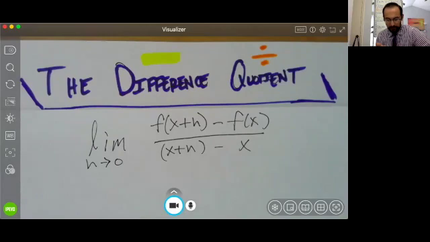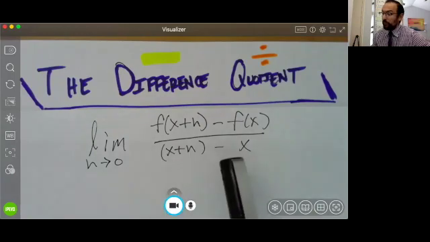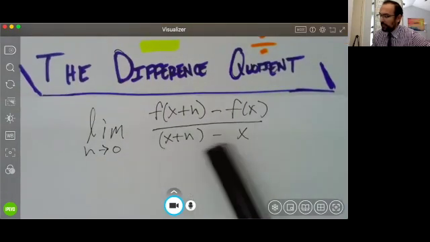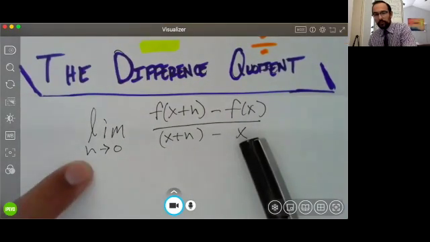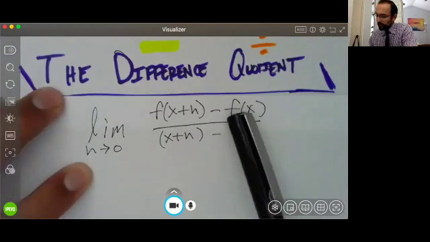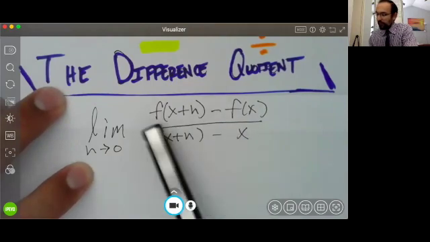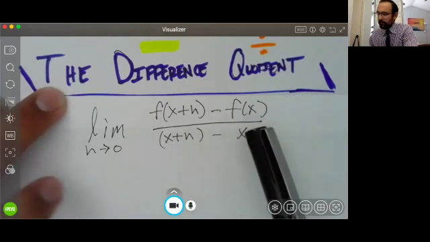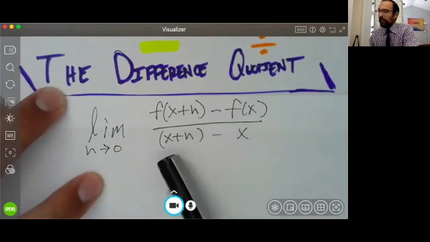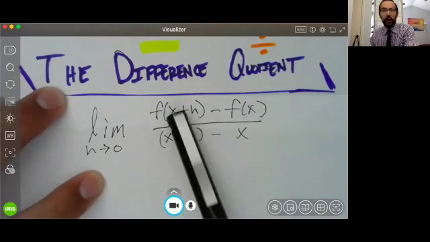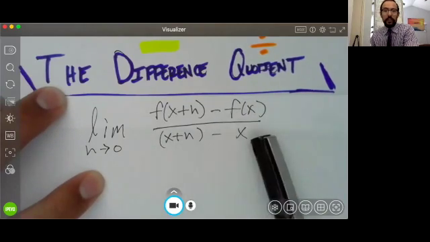So here is an expanded, non-simplified form of the difference quotient, where we have the limit of f of x plus h minus f of x all over x plus h minus x as h goes to 0. So here we see the difference being we're subtracting two values on top and on bottom. Remember, f of x is the same thing as y, right? So we're subtracting two y values up top, and then these are the x values inside of here. So this is like y2 minus y1 over x2 minus x1.